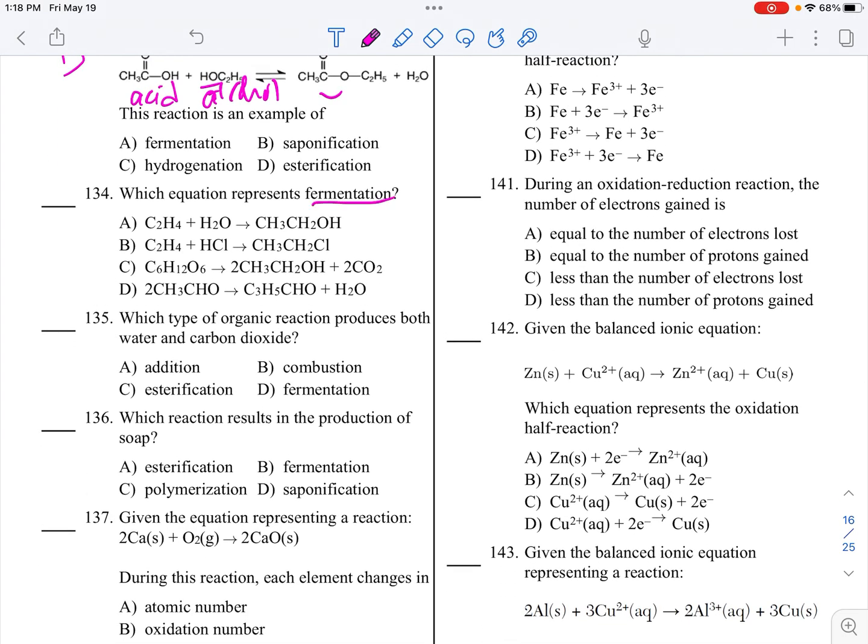Fermentation is the production of alcohol. So A is an alcohol, C is not, B is not, C is an alcohol, D is not. So the question is, would a fermentation have any other products? And it would. It would have the carbon dioxide, the bubbly nature of a beer.